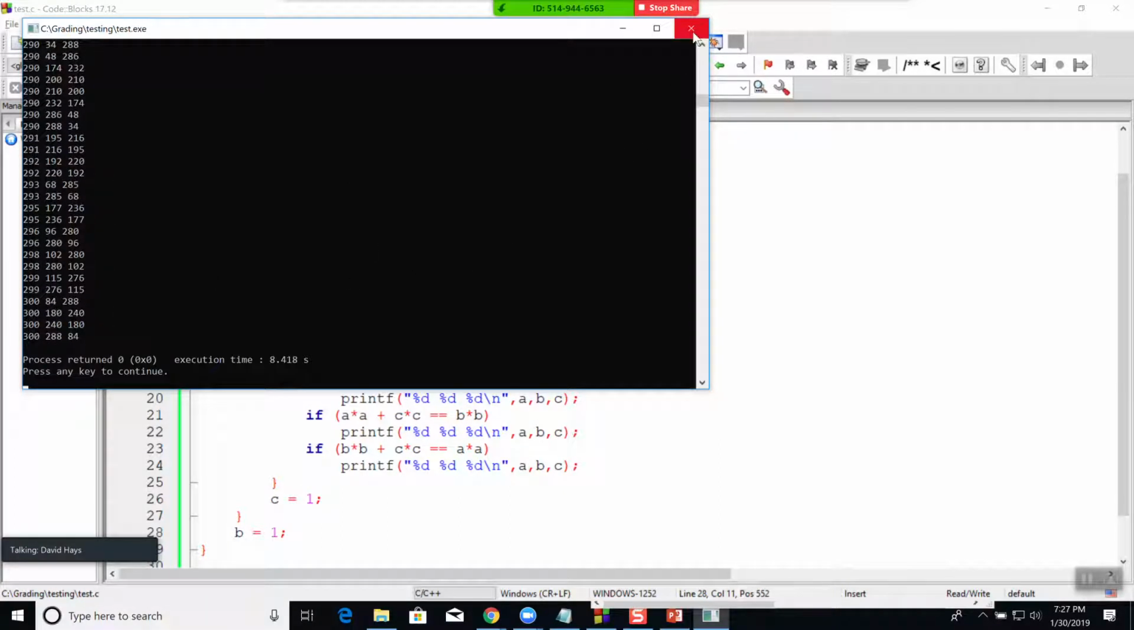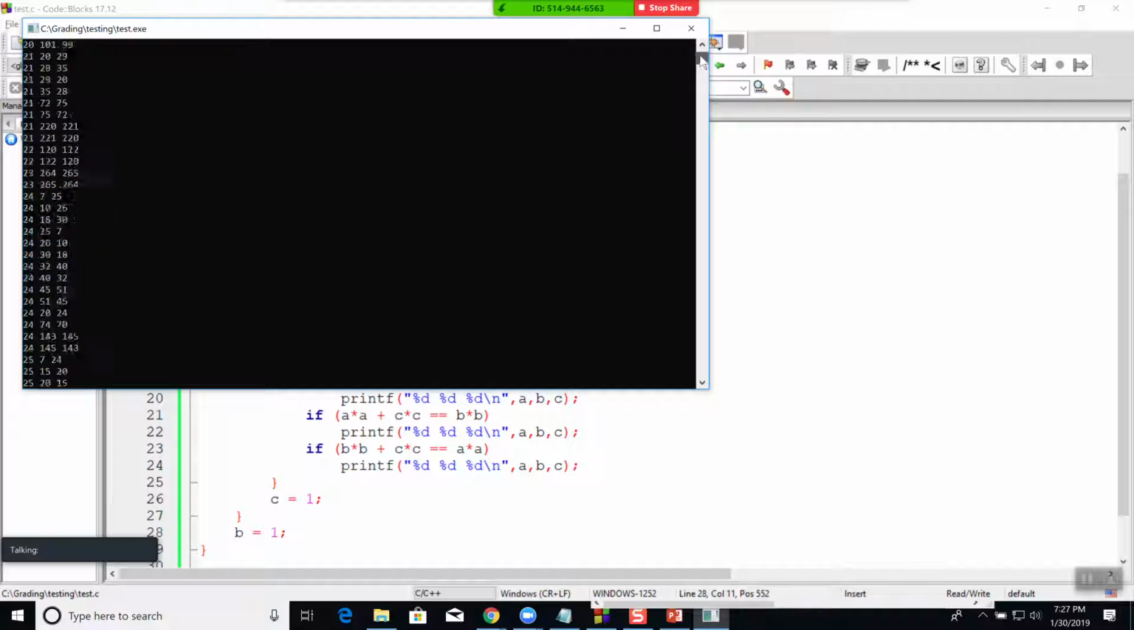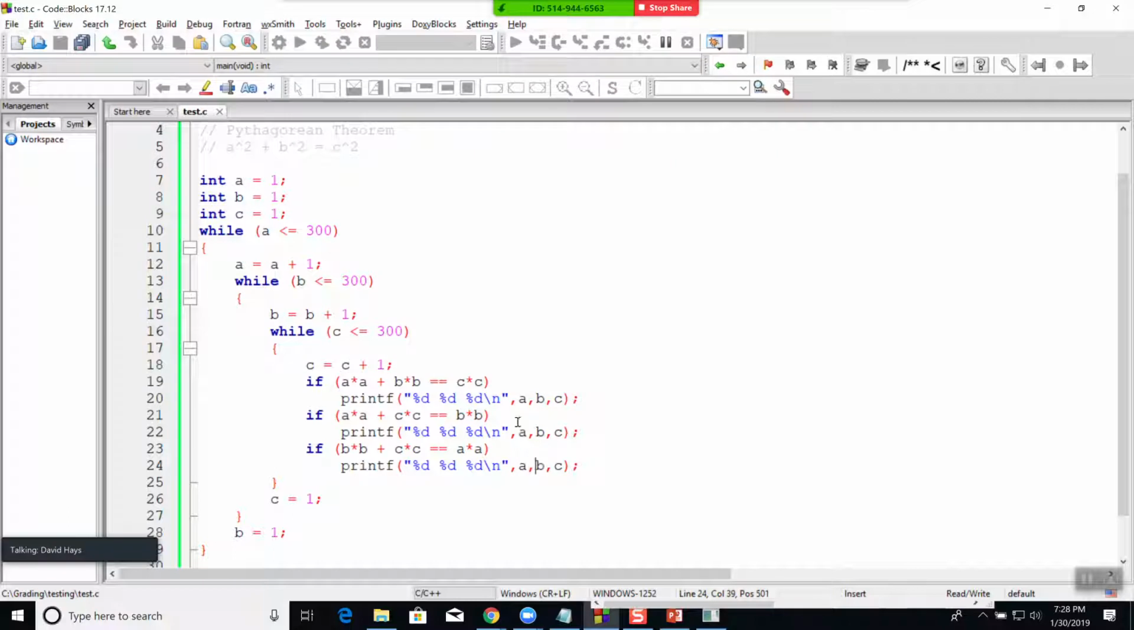I think it's finding every number, isn't it? Well, maybe it is. 3, 4, 5, 3, 5, 4, 4, 3, 5. That looks good. Gosh, there is quite a few Pythagorean triples. Now we had duplicates. How you can get around that, if you're into math, is if you assume A is always going to be your smallest number.